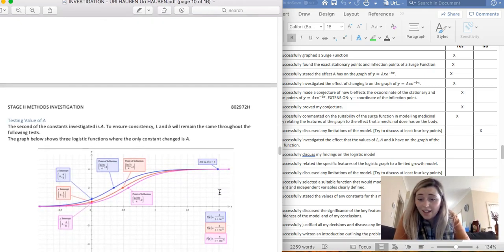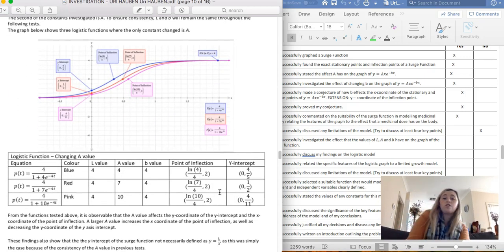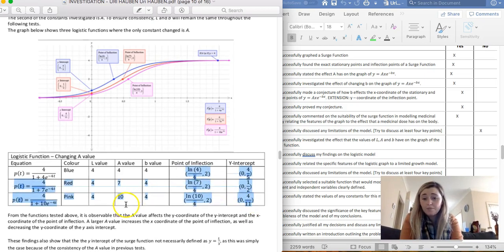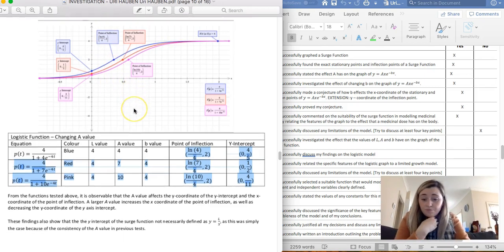So now you're testing A. L and B will remain the same. So you've got some graphs. How did you get these values here? Did you do some maths? Did you just take them straight from the graph? Maybe there needs to be some things in your appendices. If that is the case, you just need to make it clear, because at the moment we've just got a graph. So I think it would be good to see some maths there as well.